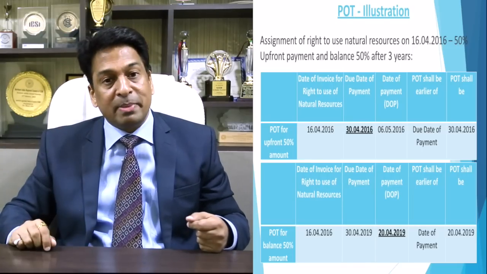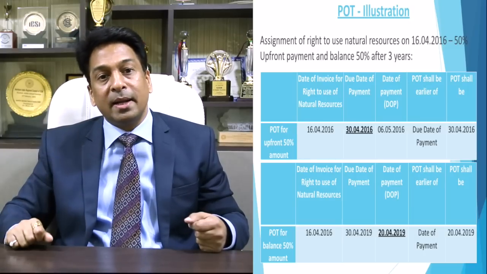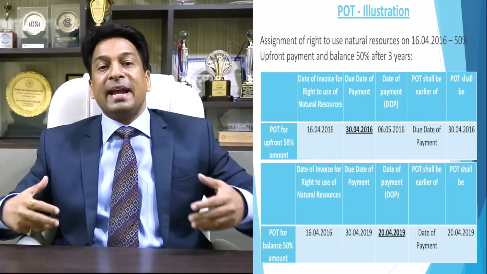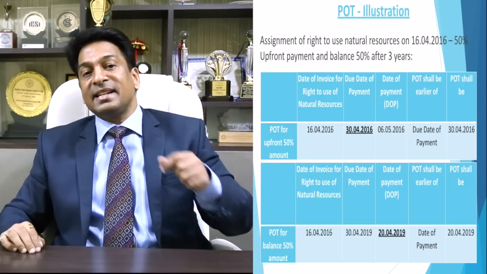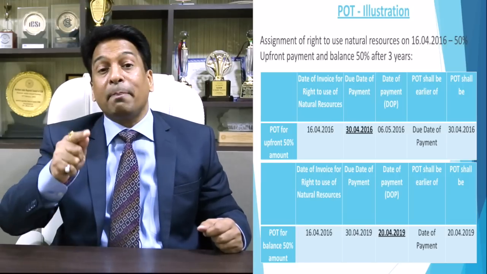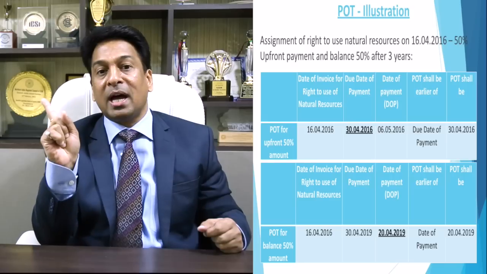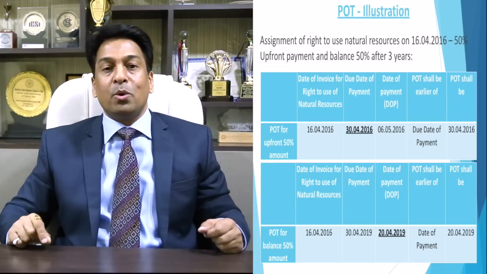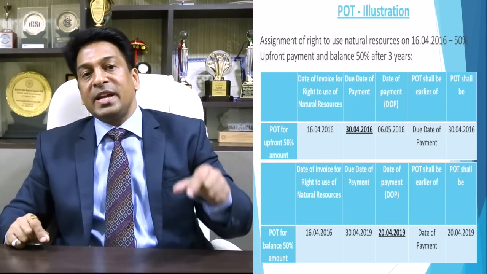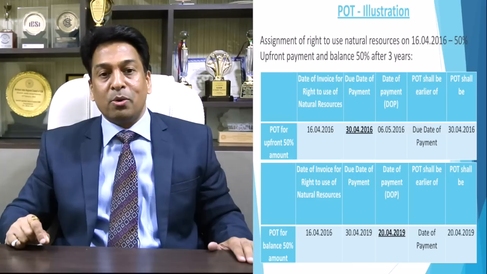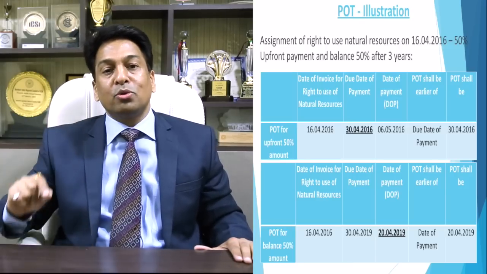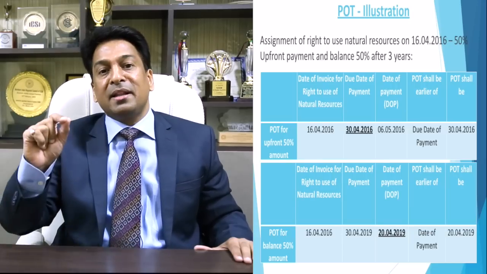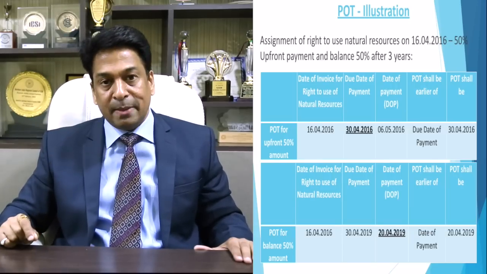What about the deferred payment which is due on 30th April? Let's assume the payment is made on 20th April 2019. So in that scenario, what is the earliest date of payment? 20th April 2019 would be the POT. This proviso got inserted in the POT rules vide notification number 24/2016 amending the POT Rules 2011.